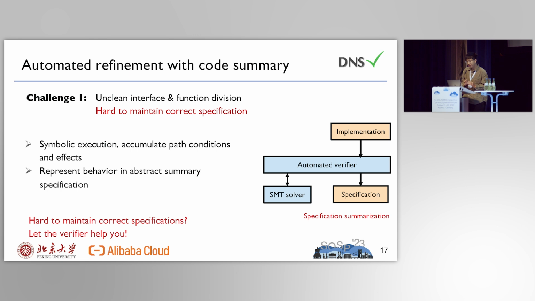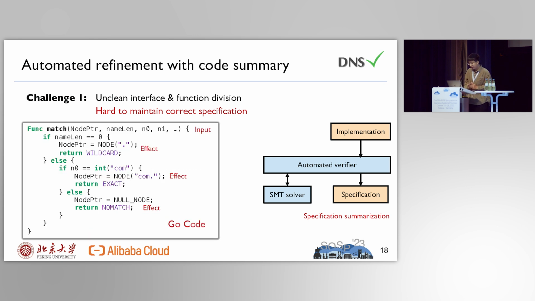Here you can see, more specifically, it runs symbolic execution on a module and accumulates all path conditions together with the effects. After that, the verifier represents the module's behavior in an abstract form as a summary specification. Here is an example. The function is used for domain matching. Its input is the length of the domain name and labels for the domain name. The effects are returning a value and assigning a value for the node pointer.